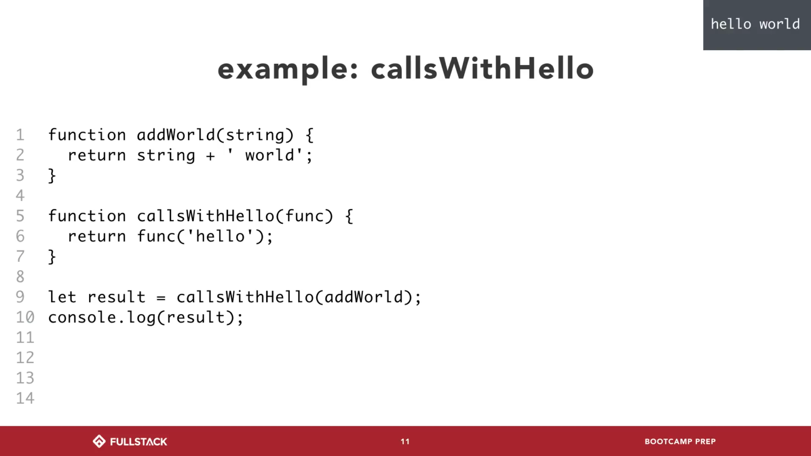Well, if this is going to be hello world, then calls with hello is also going to return back hello world. And so all of this on line 9 there, that becomes the string hello world, and that's what we assign to result. So when you console log out result, we get hello world. Add world passes this hello world to calls with hello, and calls with hello passes this hello world to here, and that's what gets assigned here.